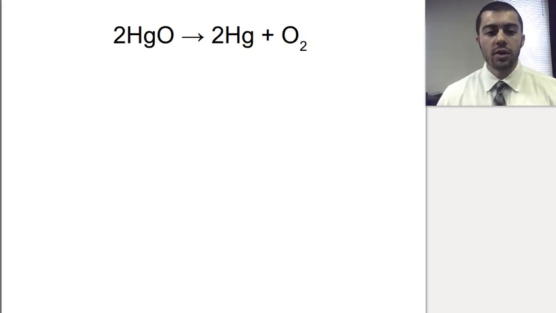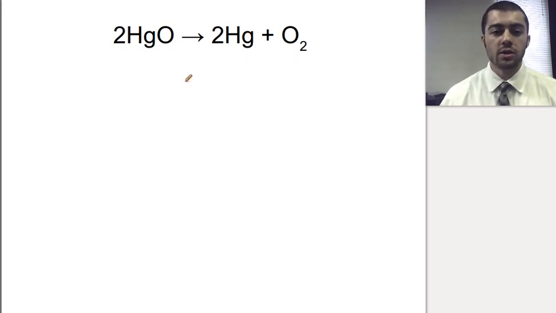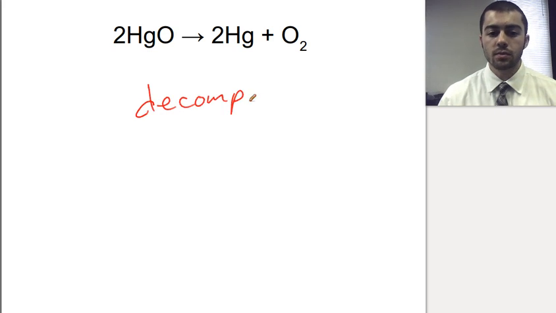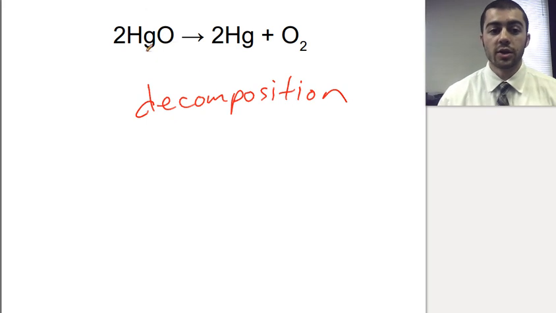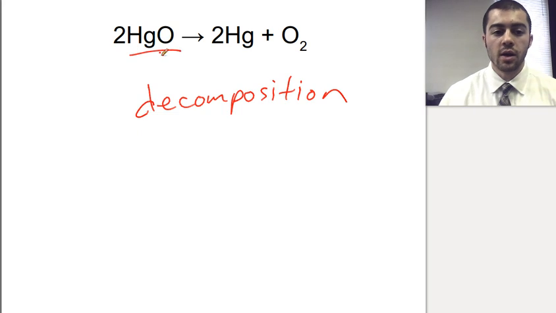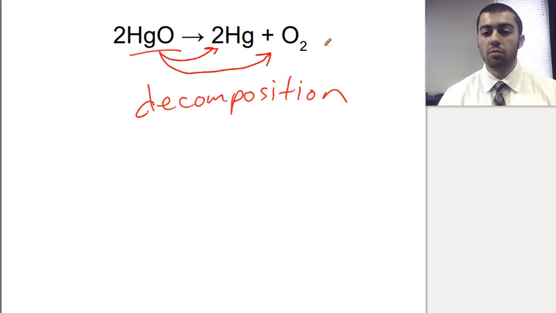So another example here, we have mercury oxide making mercury and oxygen. Pause the video if you'd like to try this. The answer is going to be decomposition. Decomposition, we said, is going to be something breaking up. So this is pretty clear here that we have one compound breaking up into two. We have the mercury oxide breaking up into its parts. Mercury and oxygen breaking up is going to be decomposition. That should be pretty straightforward by this point.